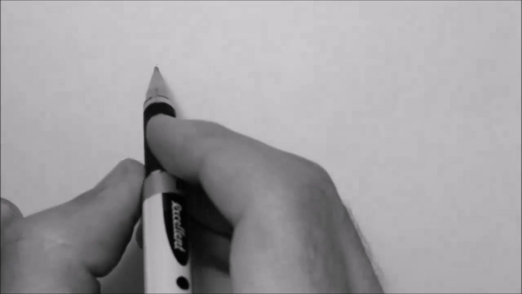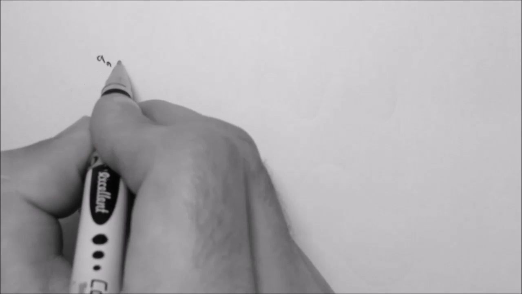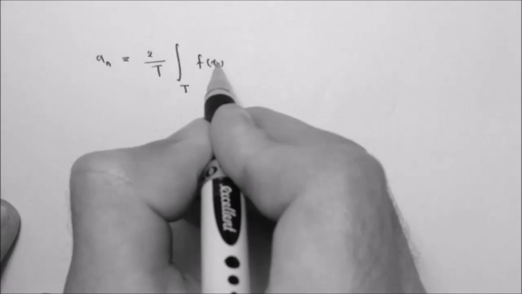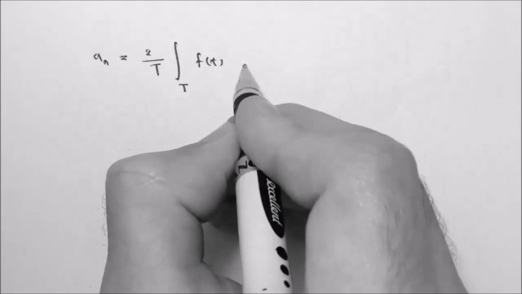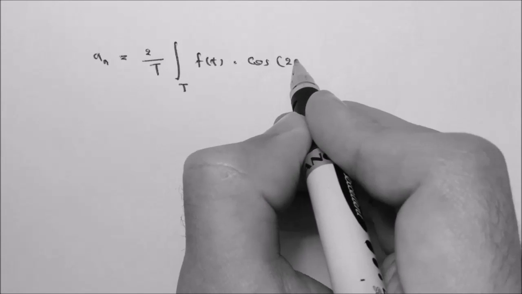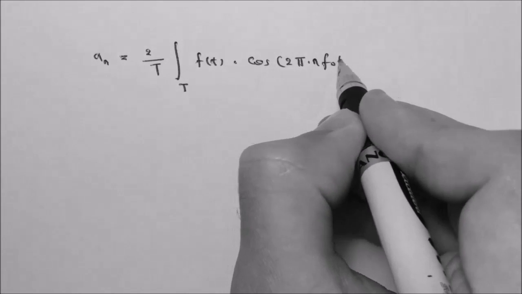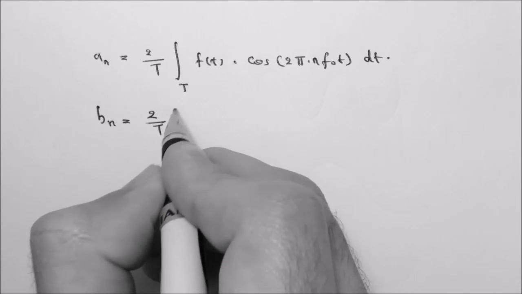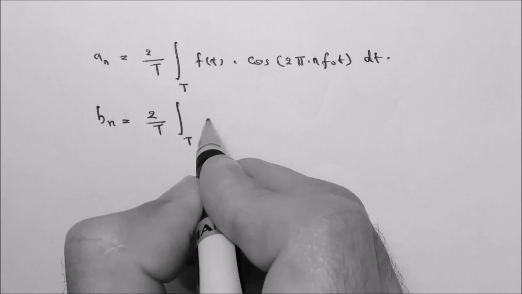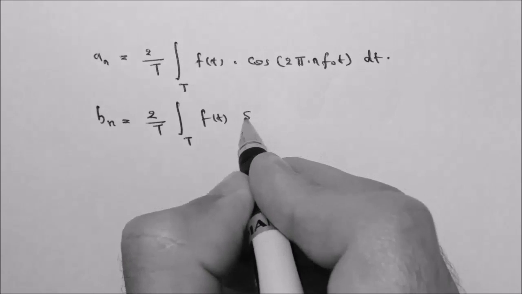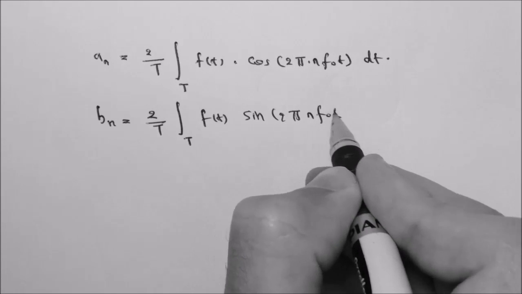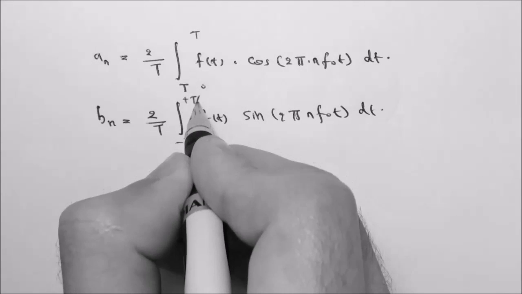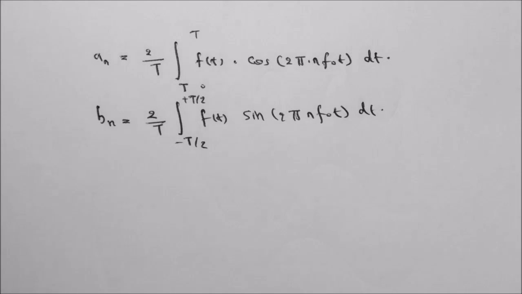Now the formulas for an and bn are similar. So an equals 2 over T times the integration over a single period of f of t times cosine 2 pi n f naught t dt, and bn is defined by 2 over T times the integration over a single period of f of t sine 2 pi n f naught t dt. Integration can be from 0 to capital T or from minus T over 2 to plus T over 2. In all cases, it will cover a single period.